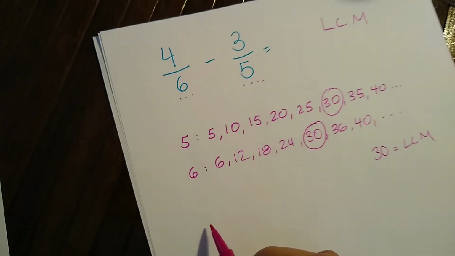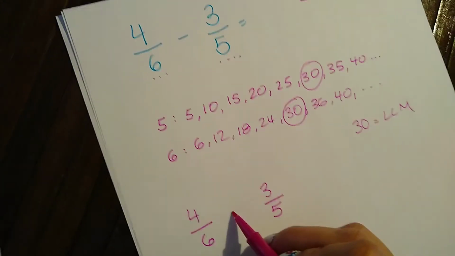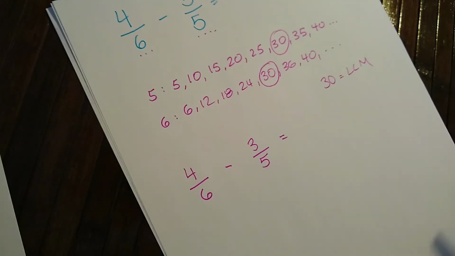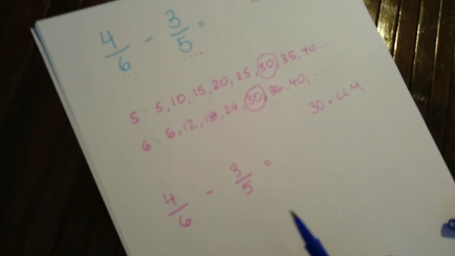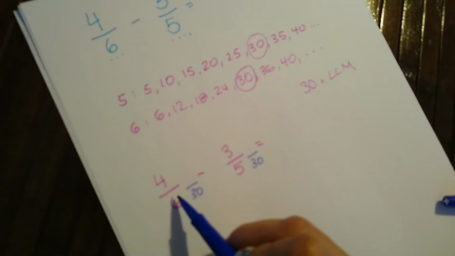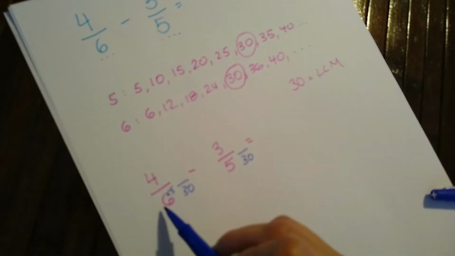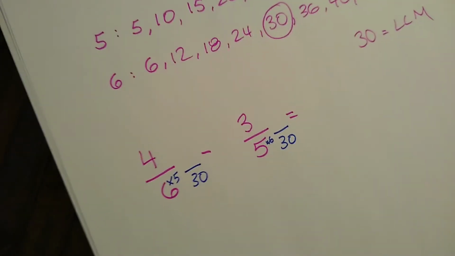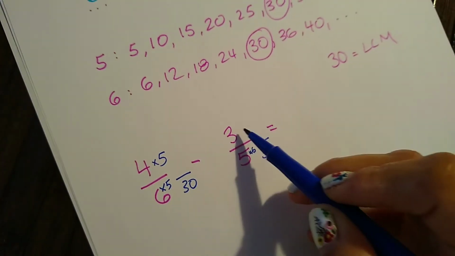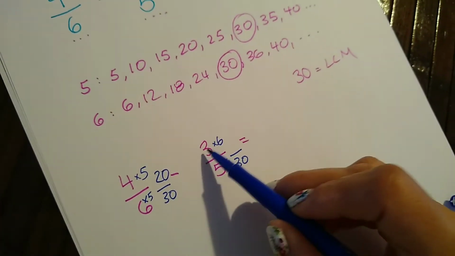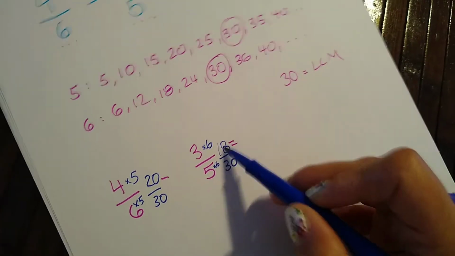So that means that I can take my previous fractions and I can now convert them to fractions with a common denominator. Okay? So 30 is the common denominator, right? So don't forget, I multiplied 5 by 6 and 6 by 5 to get 30. And whatever I do at the bottom, I do at the top, right? Remember I kept saying that? So 4 times 5, 20. 3 times 6, 18.